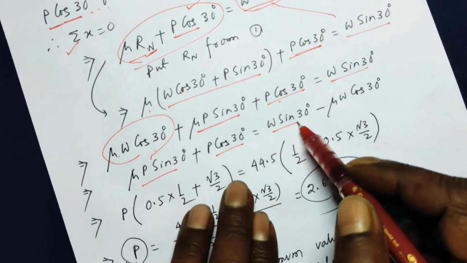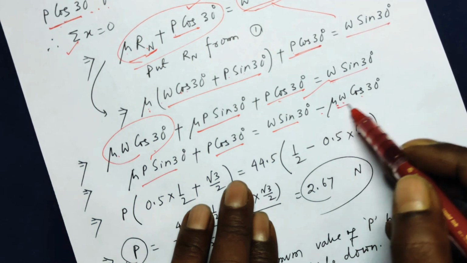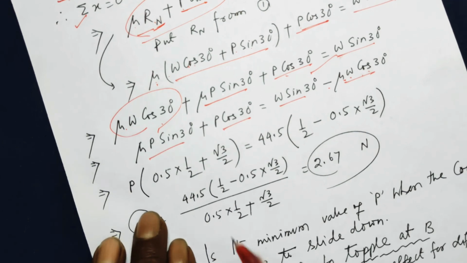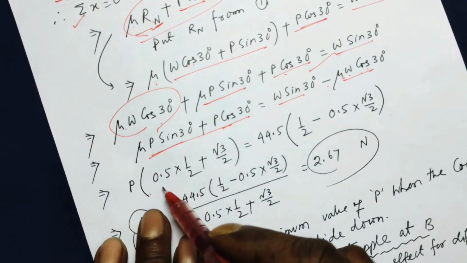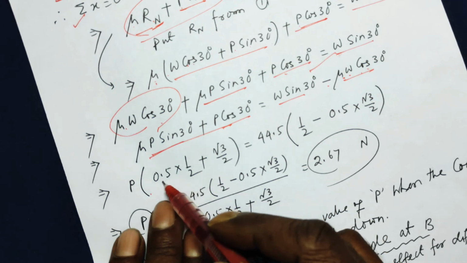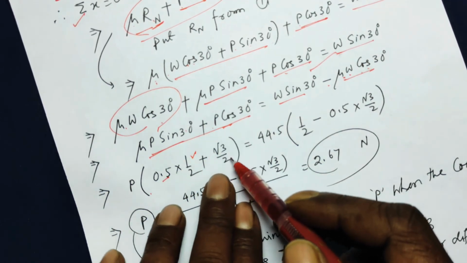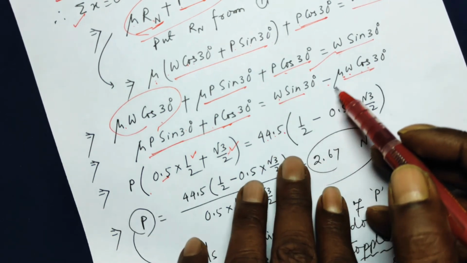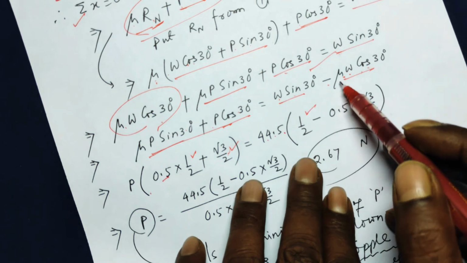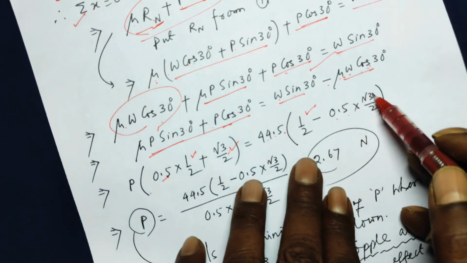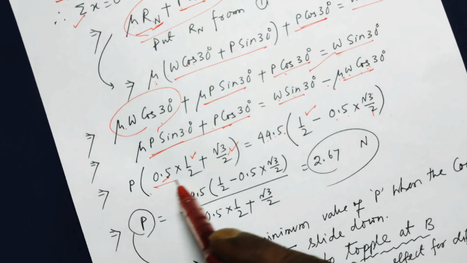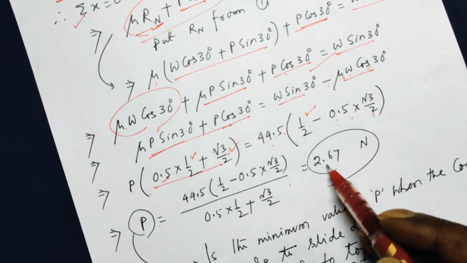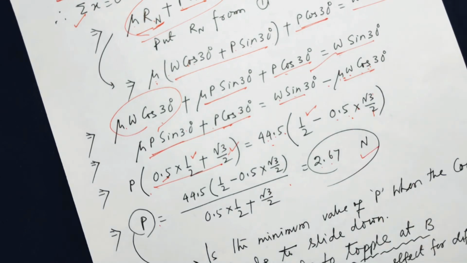So this becomes W sin 30 minus mu W cos 30, so that we can take mu common. Now from here I can take P common. So I am left with mu times sin 30 plus cos 30 is equal to W, which is 44.5. W is taken common, sin 30 is 1 by 2, mu is 0.5, times cos 30, which is root 3 by 2. If you take these terms to the right hand side, it will be divided. So we get P is equal to 2.67 Newton.